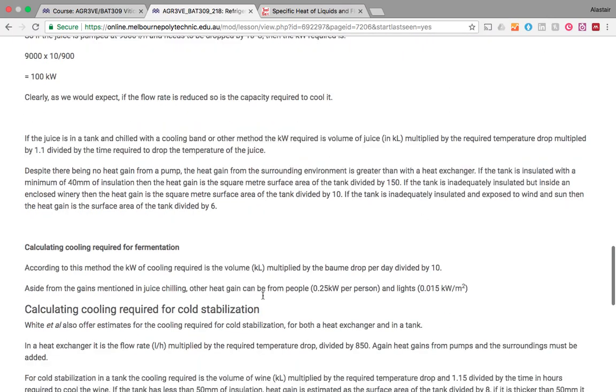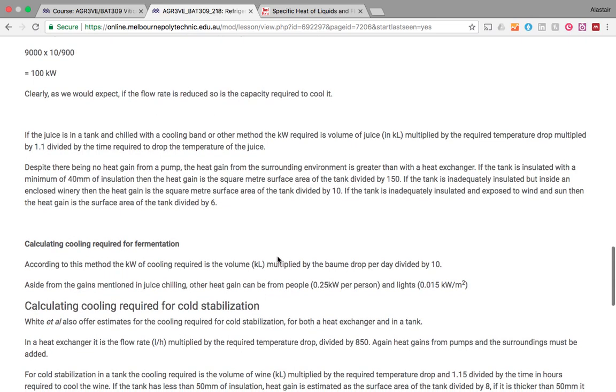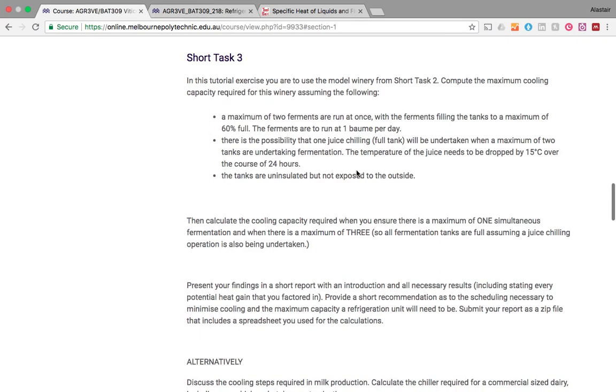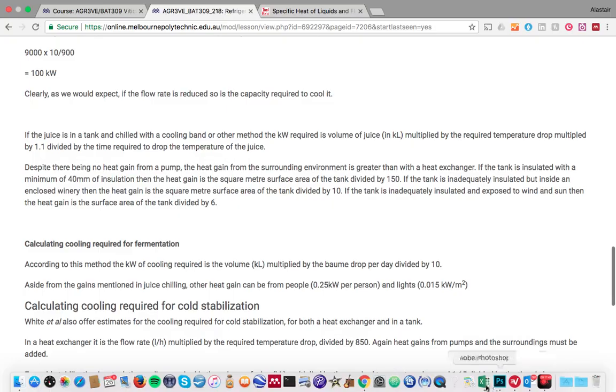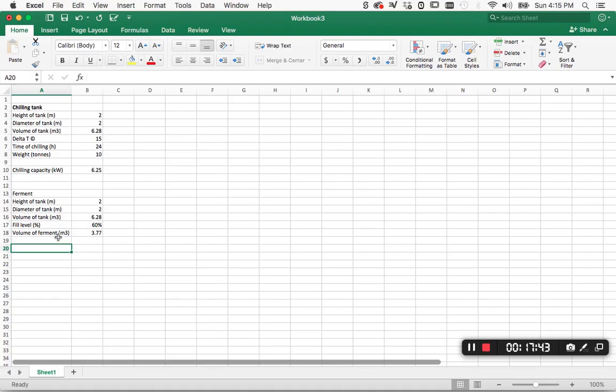So it's the kilolitres of volume, same as the cubic metres, multiplied by the Baumé drop per day divided by 10. All right, so ferments, what does it say? Ferments are to run at 1 Baumé per day. Okay. So it's just our kilolitres multiplied by 1 divided by 10. It's easy. Okay. Baumé drop.